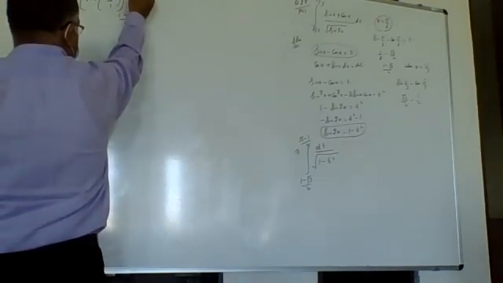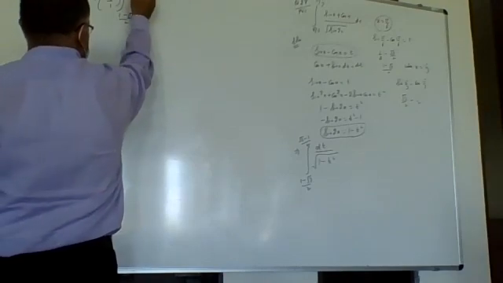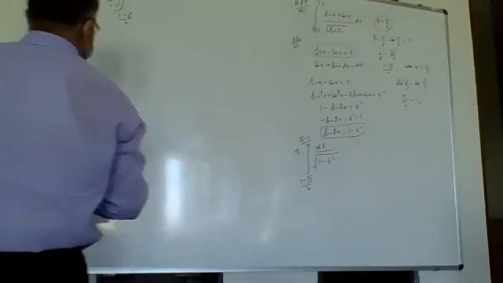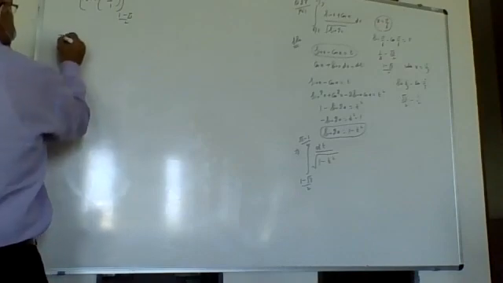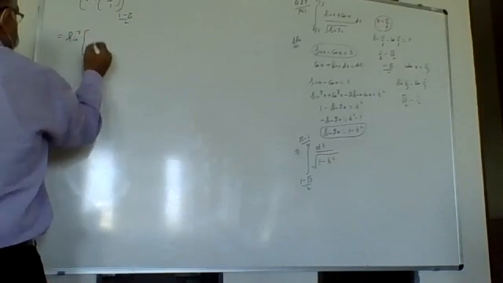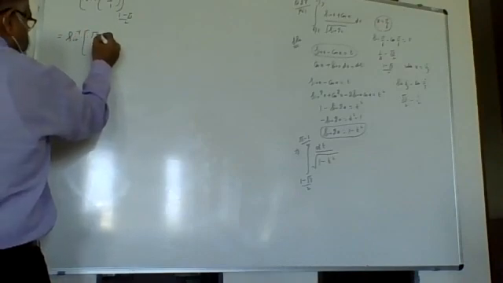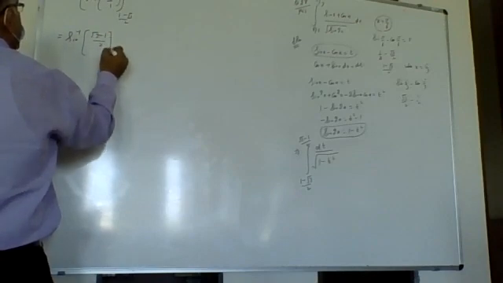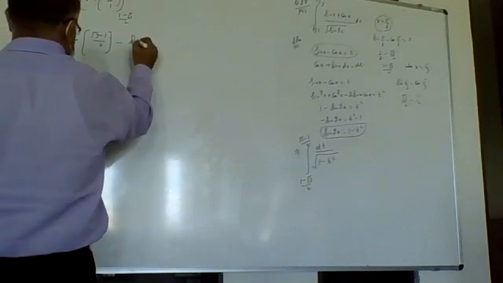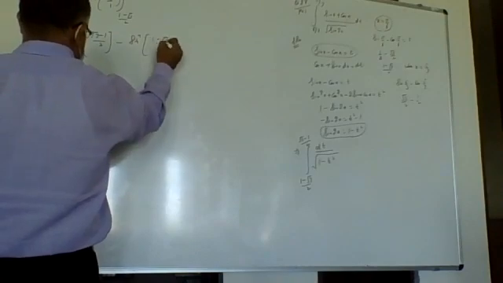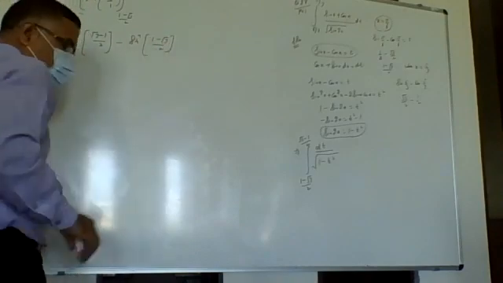1 minus under root 3 by 2, under root 3 by 2 minus 1. So which is equal to sine inverse, minus. This is the answer.